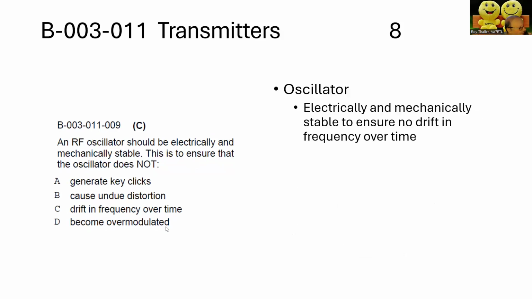Another question, an RF oscillator should be electrically and mechanically stable. This is to ensure that the oscillator does not. So this is one of these not questions again. So the only one that makes sense here is it does not drift in frequency over time.